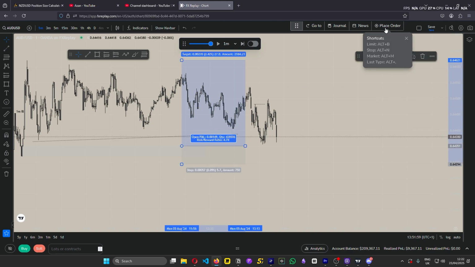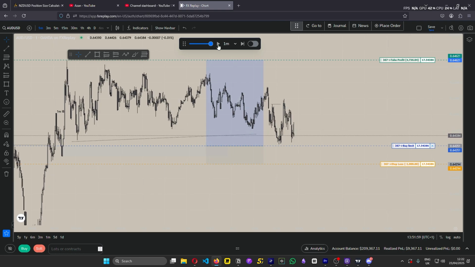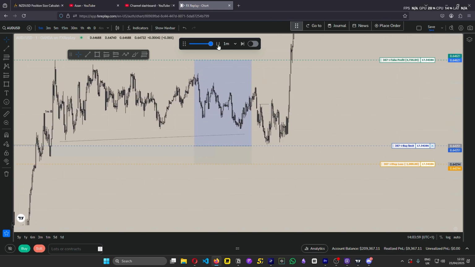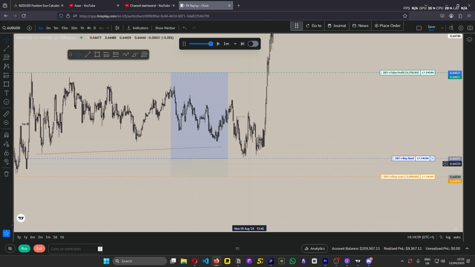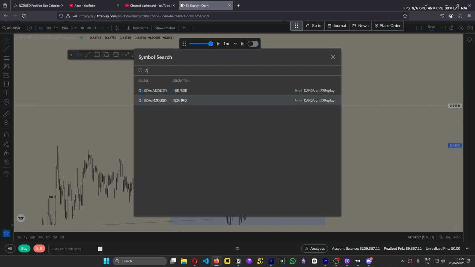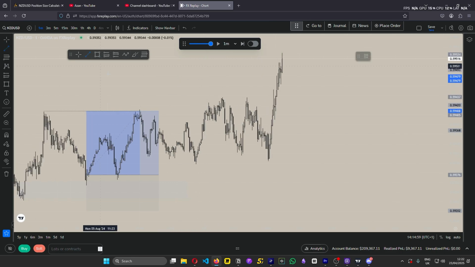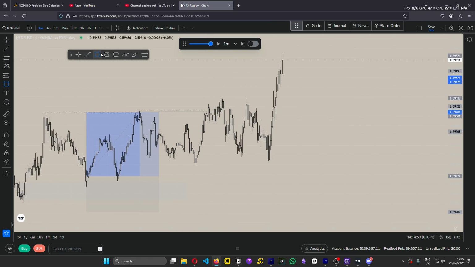Wait. Oh my god. What the flip? Oh wait, we had another continuation on NZD. I should have taken this. What am I doing? I didn't see this actually. I didn't expect it. We got inducement right there.